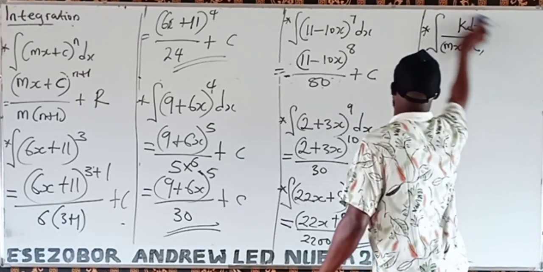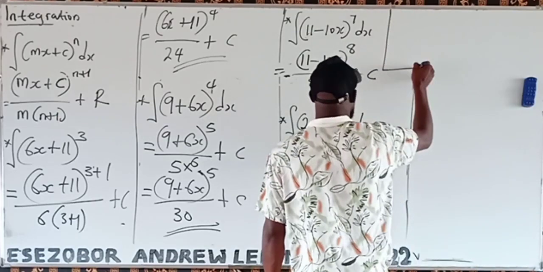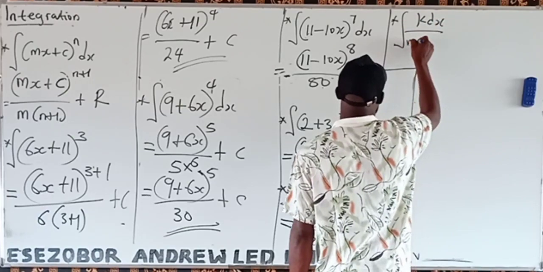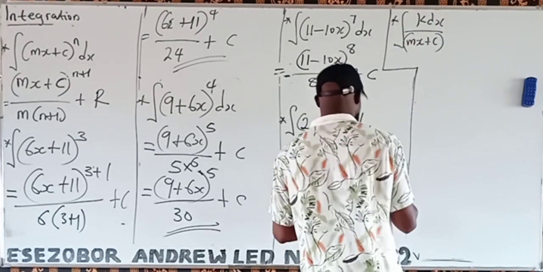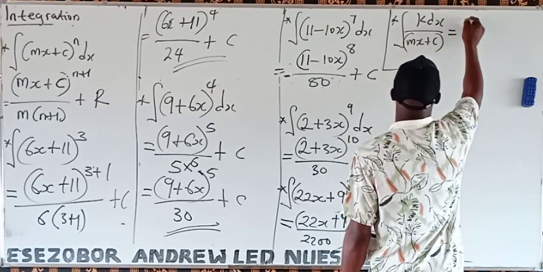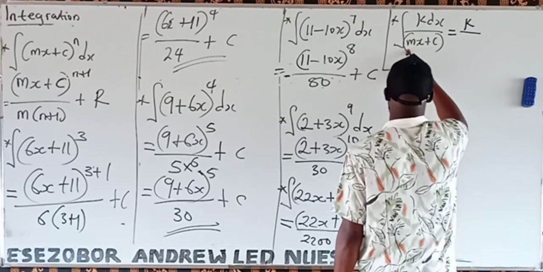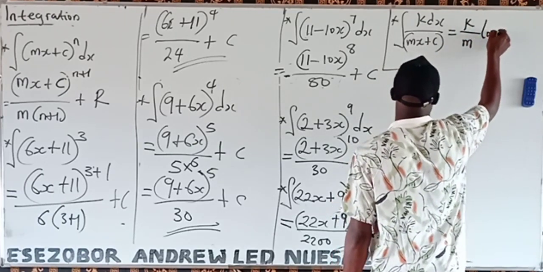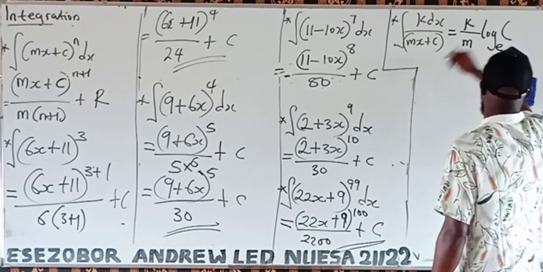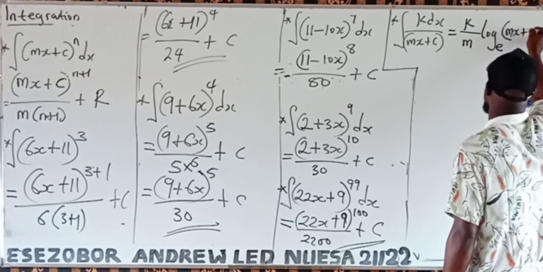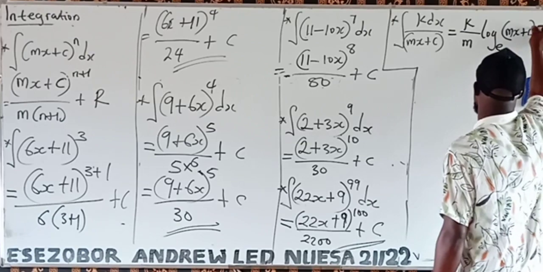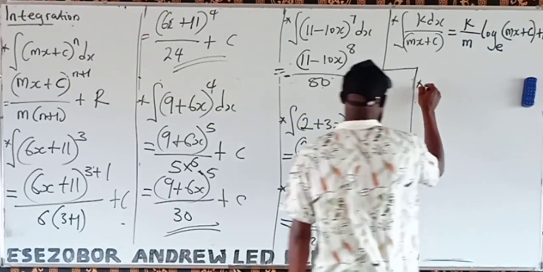This space will not be enough, so let me write it this way. We have this part, k dx over mx plus c. That's what I have now. This one gives us k over the coefficient of x, which is m. Then you take log e of the base, which is mx plus c, then plus the integration constant. Let me put r, because this already has c plus the integration constant.